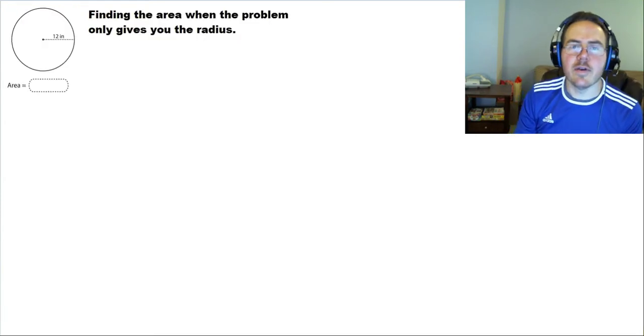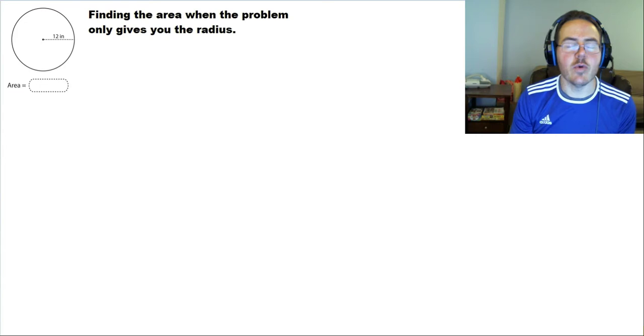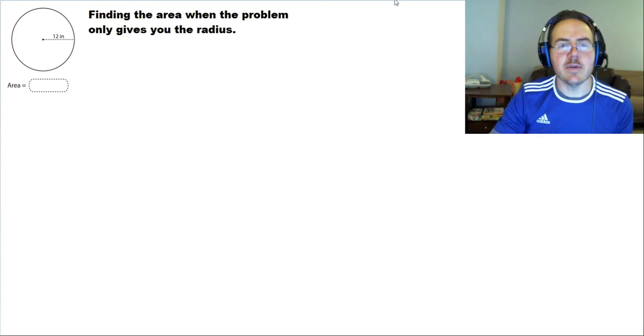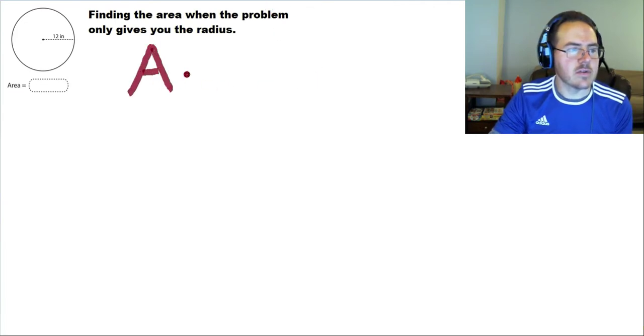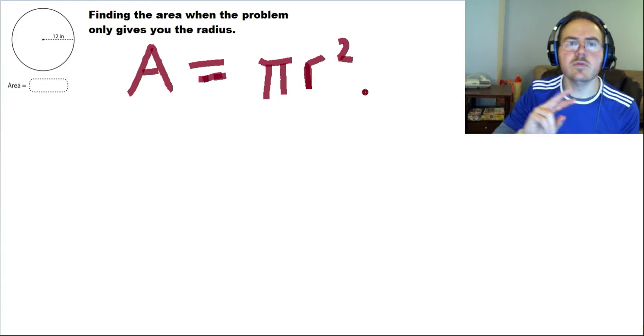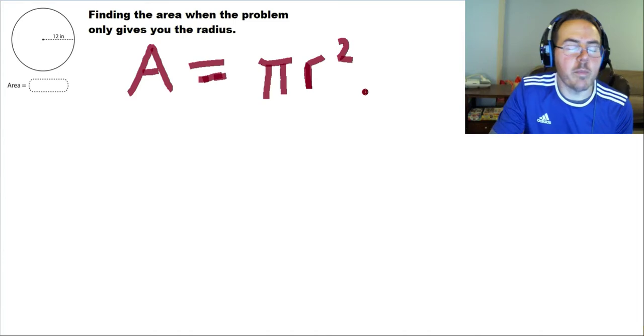Alright, so our first problem here has to do with finding the area of a circle when the given information is the radius. Step number 1 is just write down the formula that we're going to be using. So the area of this circle is equal to pi times the radius to the second power. Step 2 is replacing these variables with the numbers that we already know based on the given information.